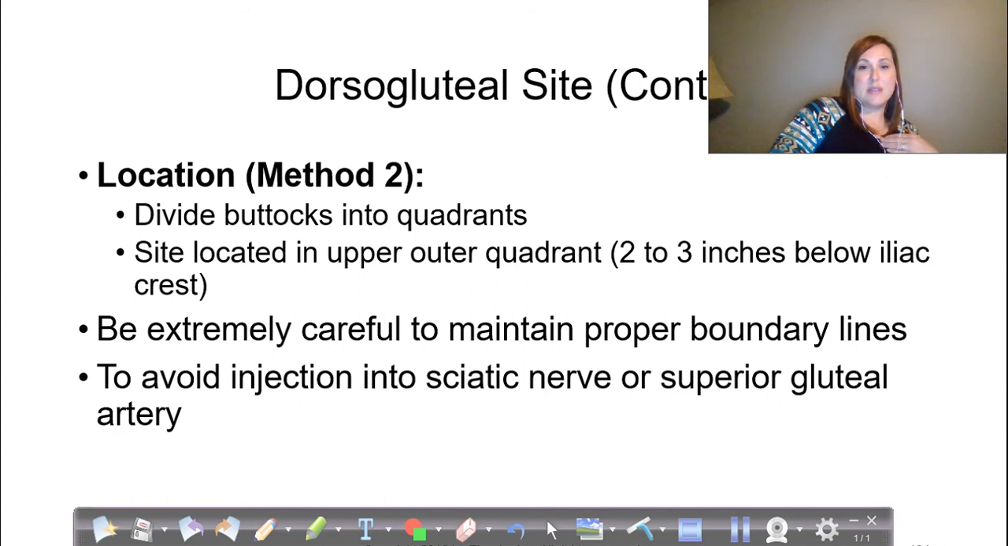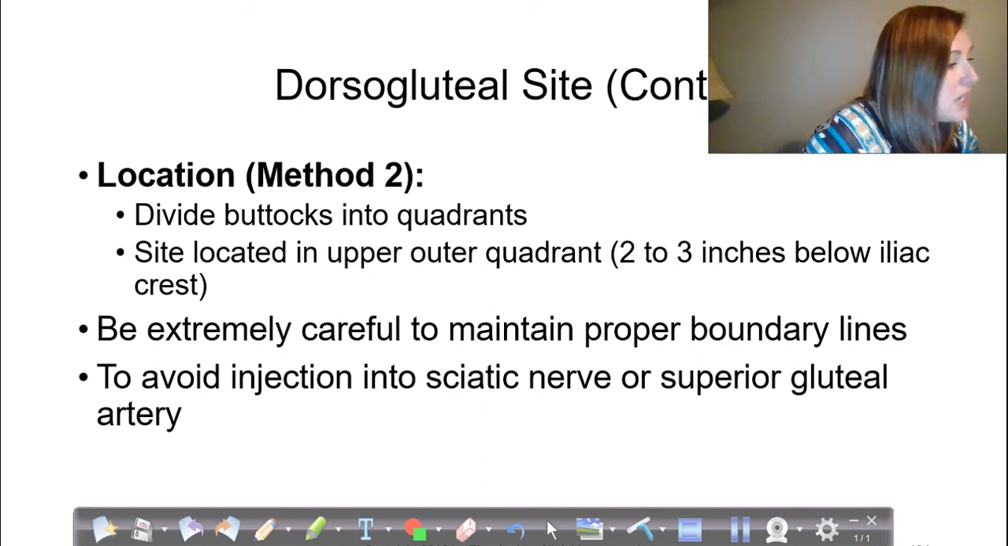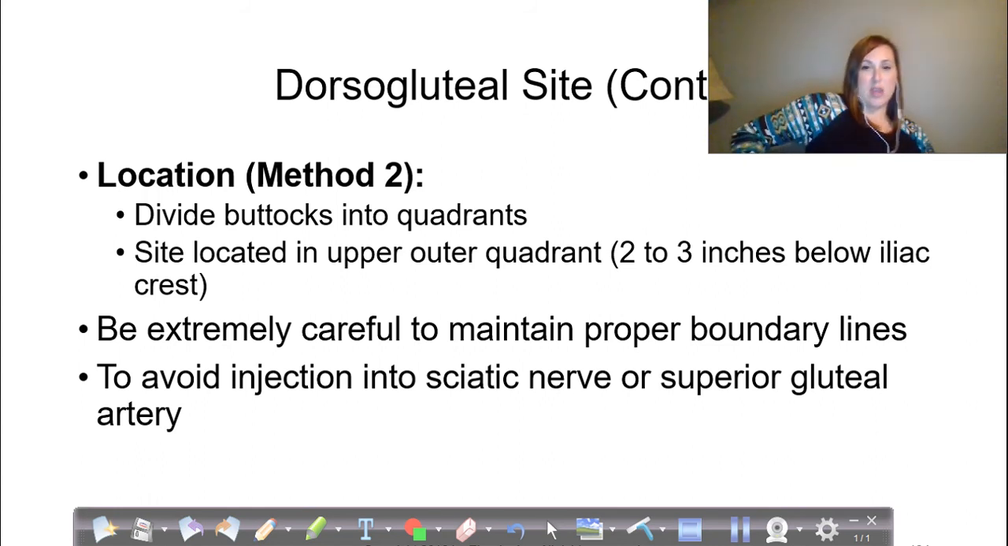Method 2, this is my preference, is you divide the buttock, so just the one cheek, into quadrants, and you want to go to the upper outer quadrant. You want to make sure you're about 2 to 3 inches below the iliac crest. The iliac crest is the top of your hip bone. And a lot of times you can feel that. Here I am pushing on mine like you can see me.